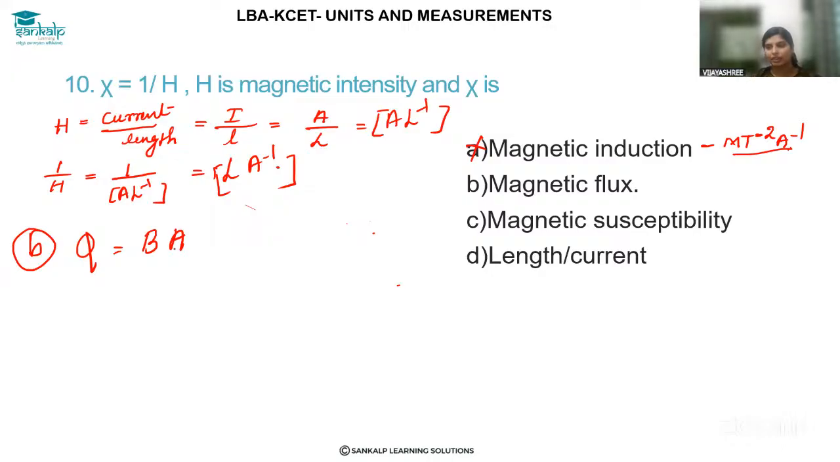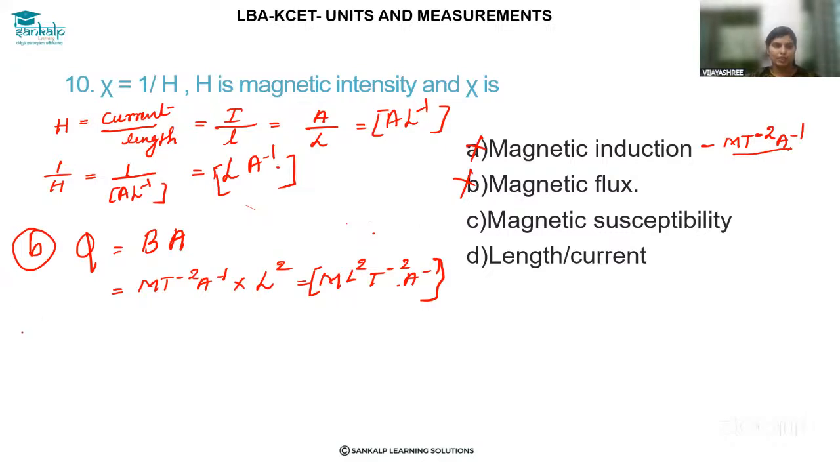Area means length squared. Look at the dimensional formula: M T raised to minus 2 A raised to minus 1, into A, which is L squared. Simplifying this, we get M L squared T raised to minus 2 A raised to minus 1. This is the dimensional formula for magnetic flux. So this cannot be our answer.